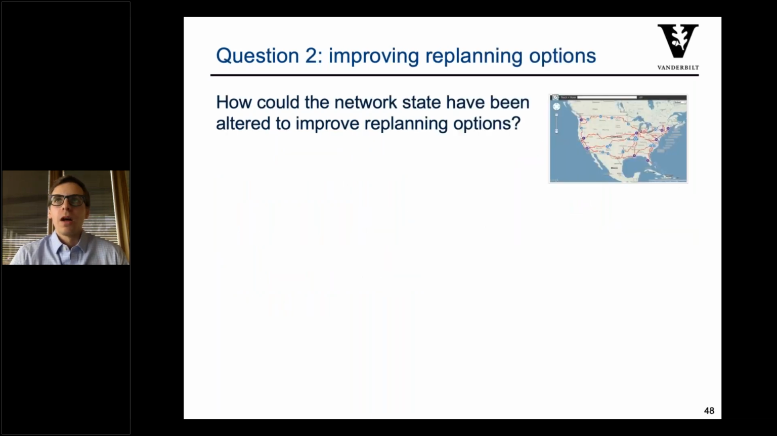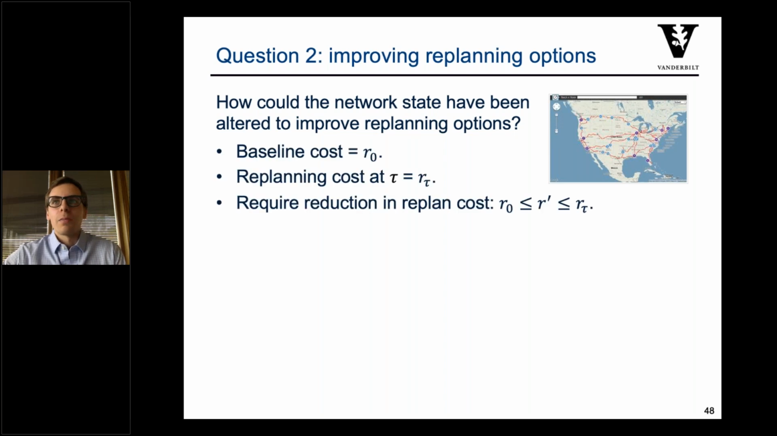So I'll move now on to question 2, which is, if you recall, a bit of a hypothetical question about how the network state could have been altered to actually improve replanning options. So this is a logical extension of question 1 to the point where we're asking, are there very specific examples where we could have changed things and put ourselves in a better situation?